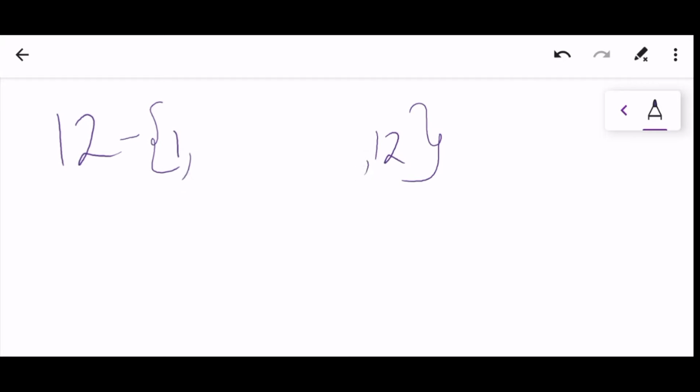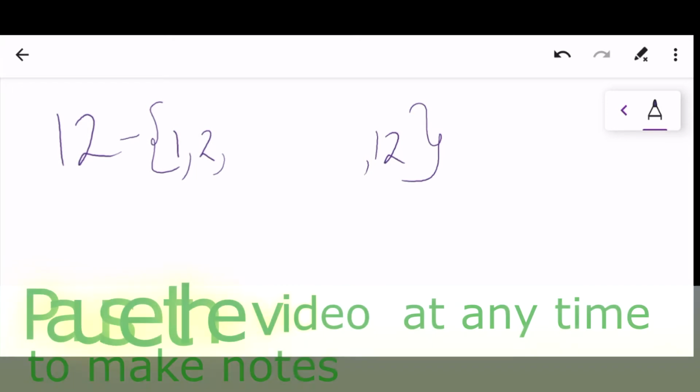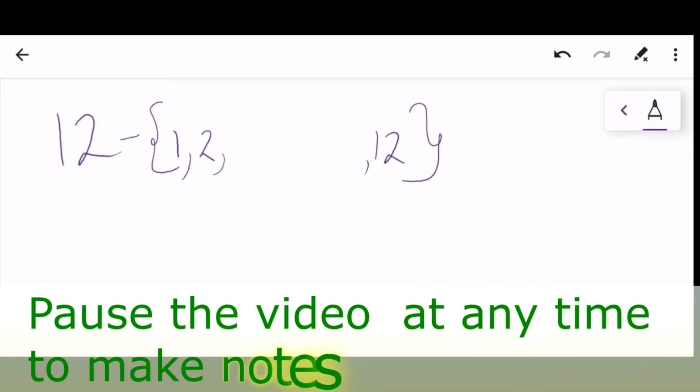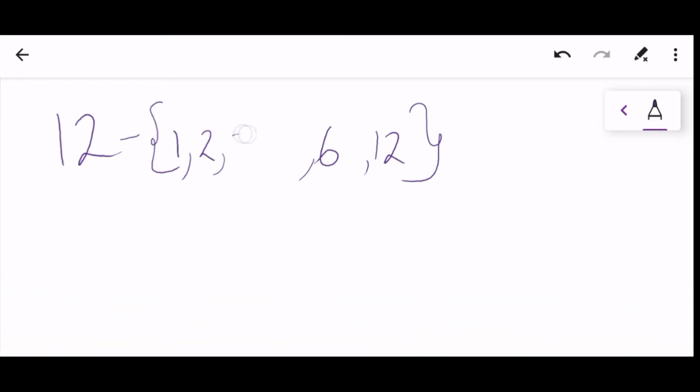Now 12 is an even number, and all even numbers can be divided by 2, so 2 can also divide 12. If we divide 12 by 2, we're going to get 6. So 6 should also be able to divide 12, because 6 into 12 is 2. 3 can go into 12. And if I know my 3 times table, 3 4s are 12.